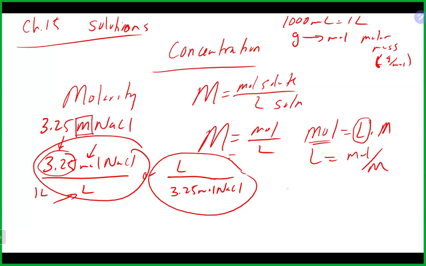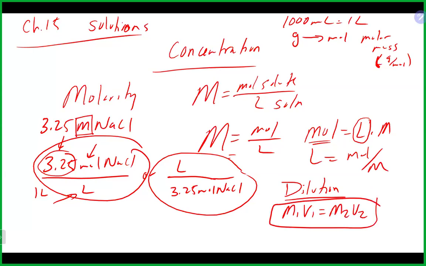We also talk about dilution. Dilution is when we take a more concentrated solution and we add more solvent. A lot of times that's water. And when we add more water, which is a solvent, we lower the molarity of it. There is a dilution equation, which is M1V1 equals M2V2. This is usually the molarity and volume before the dilution, and this is the molarity and volume after the dilution.